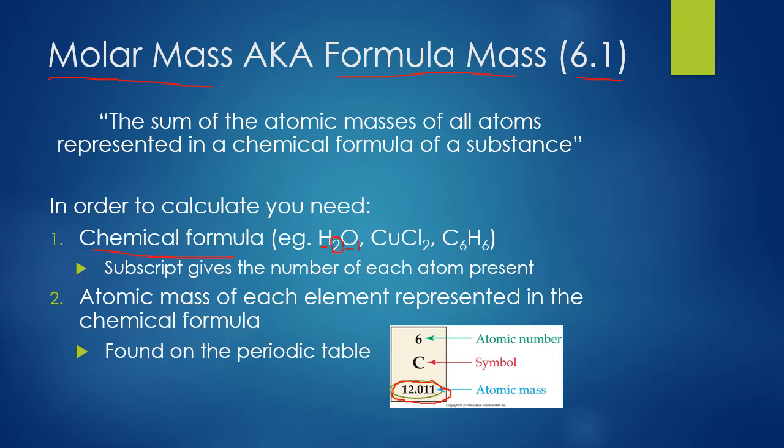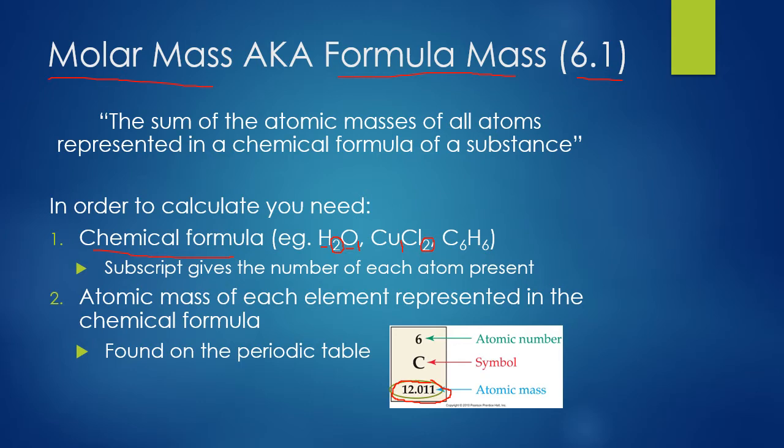The next example is copper 2 chloride, and we'll learn how to name these compounds in a later section. Right now, let's just look at the formulas and how to tell how many atoms of each element are present. So Cu is copper. There is no subscript after the element symbol, so we assume there's just 1 copper atom. Cl is chlorine. The subscript of 2 tells us there are 2 chlorine atoms present in that molecule.